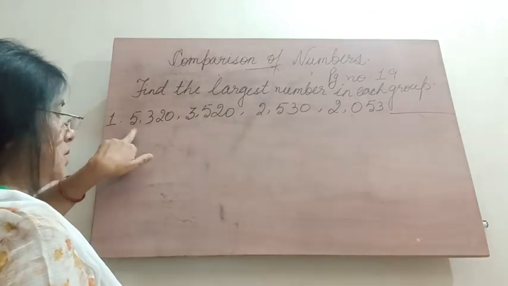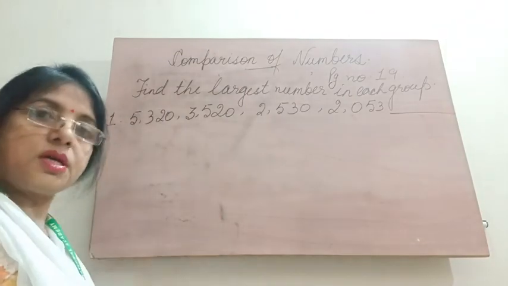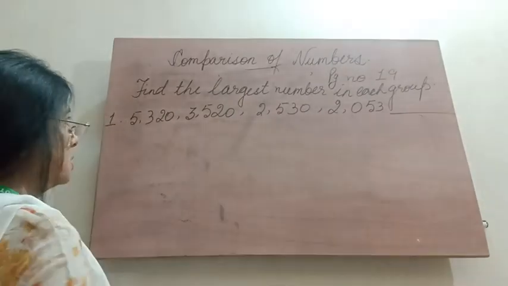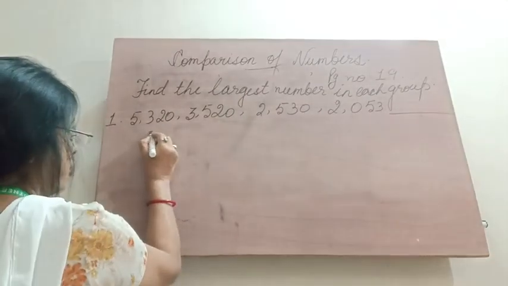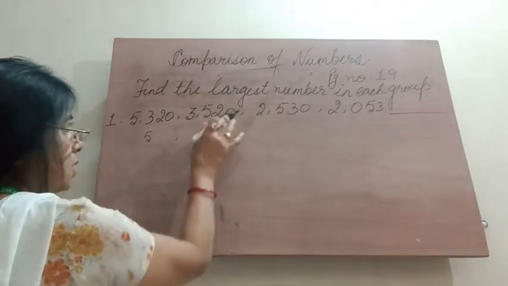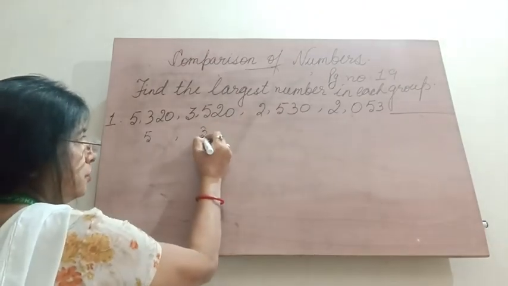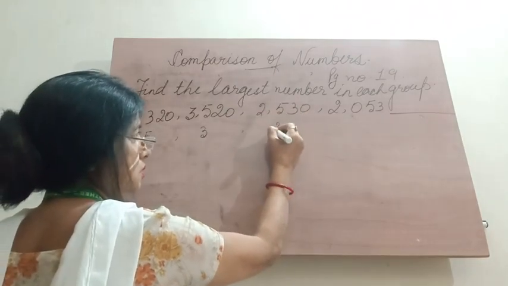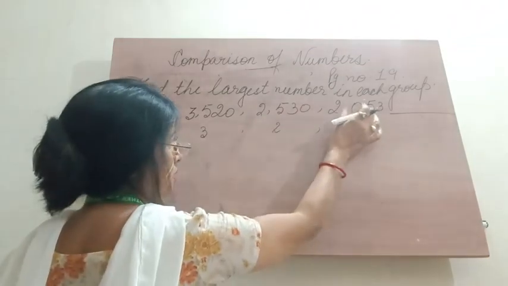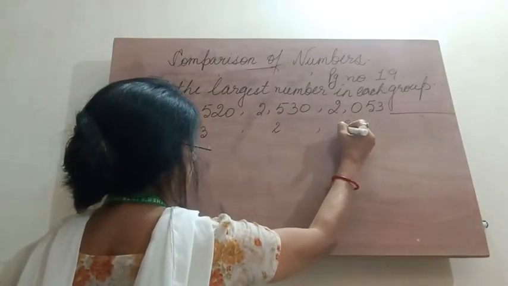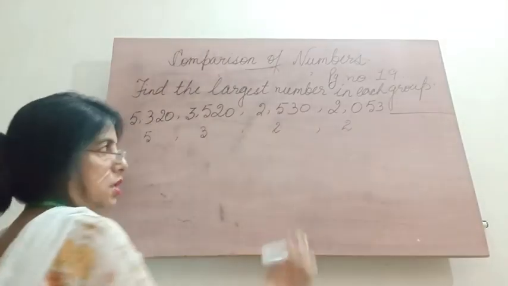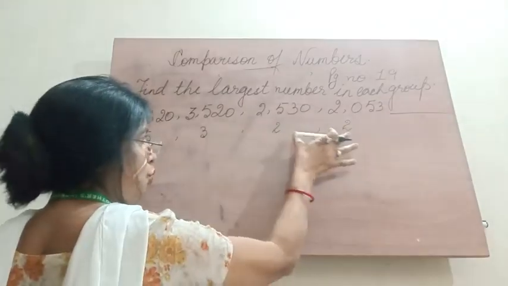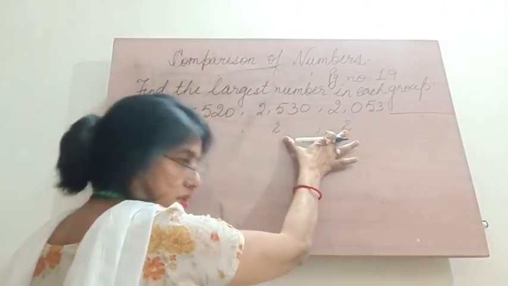See, comparing the first digit. Start comparing the first digit. Here, this is the first number. In the first number, the first digit is 5. In the second number, the first digit is 3. In the third number, the first digit is 2. And in the fourth number also, the first digit is 2. Both these numbers are the same, so we need not compare these two.